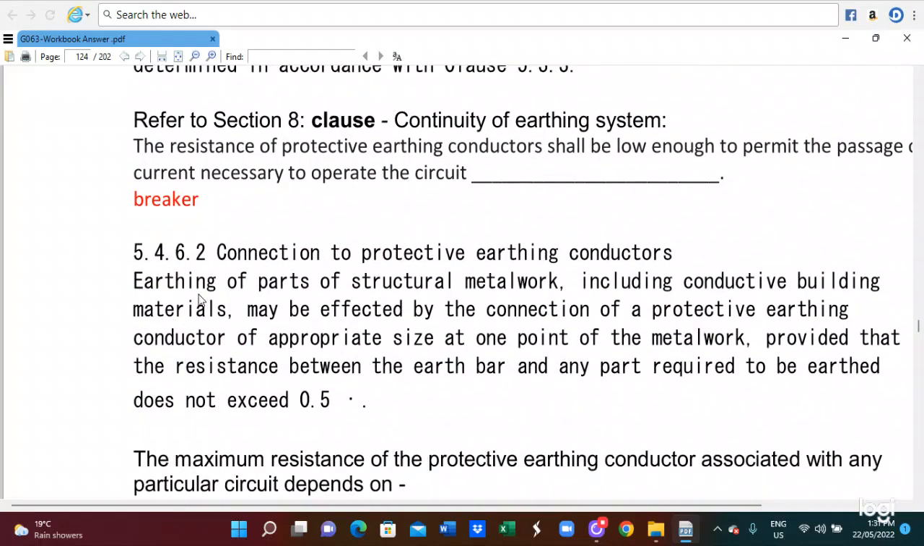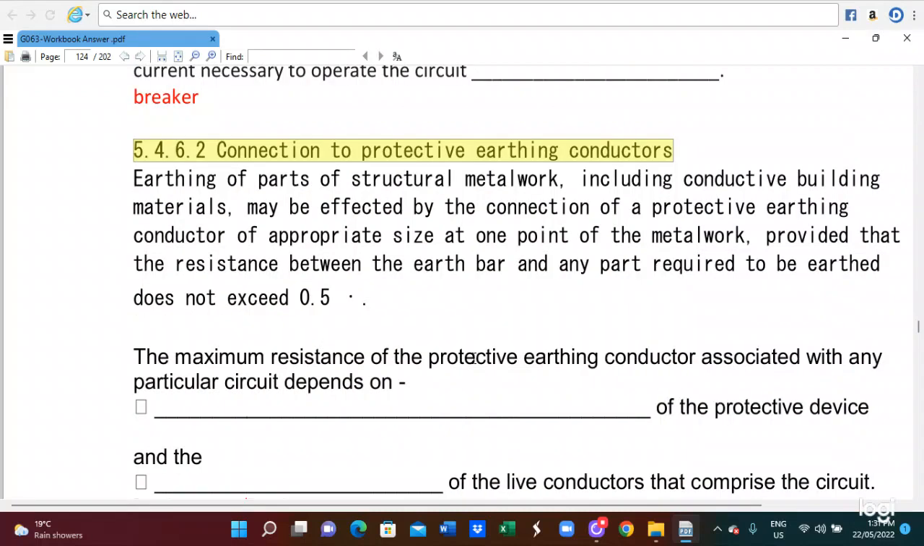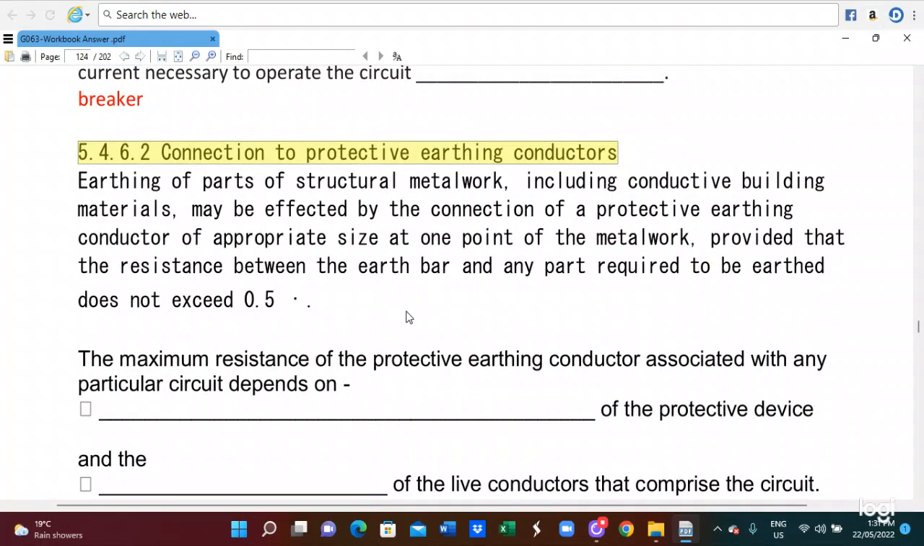And connection to the protective bonding, you have to refer to clause 5.4.6.2. So this is the connection to the protective bonding data, bonding all the structural metalwork, including collateral building material, may be effected by the connection of the protective bonding data on the appropriate site, at one point of the metalwork, provided that the resistance between the earth and any part required to be bonded does not exceed 0.5.